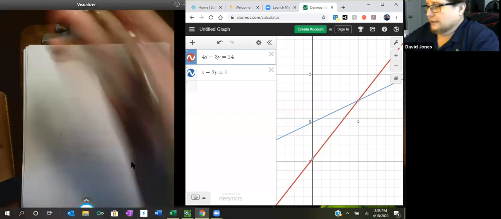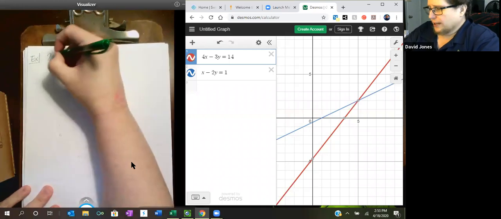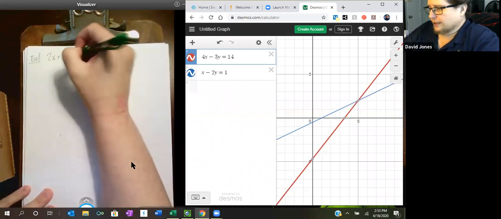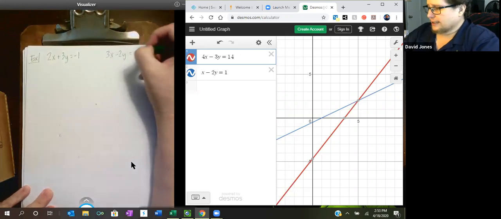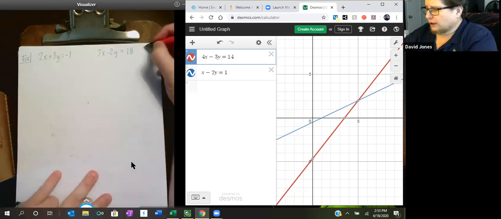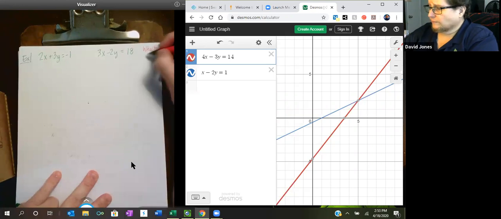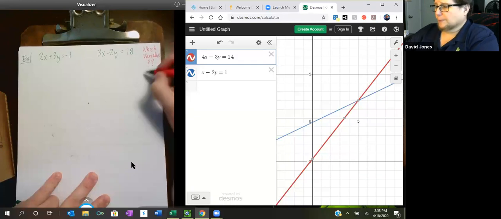So we've got 2x plus 3y equals -1, and 3x minus 2y equals 18. And what we should ask ourselves is, which variable should we focus on? It's personal preference.